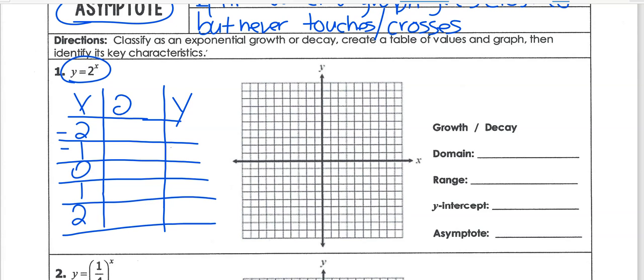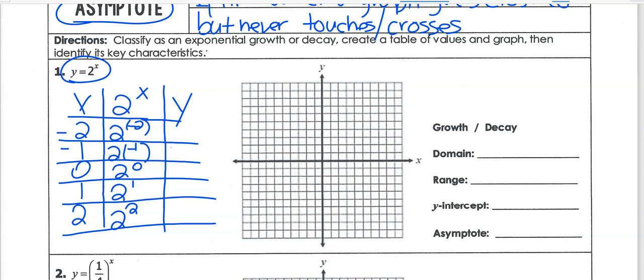All right, so let's go ahead and see what this table means. So our equation is 2 to the x power. If you're using a calculator, you're going to put 2 to the negative 2 power, 2 to the negative 1 power, 2 to the 0 power, 2 to the first power, and 2 to the second power.